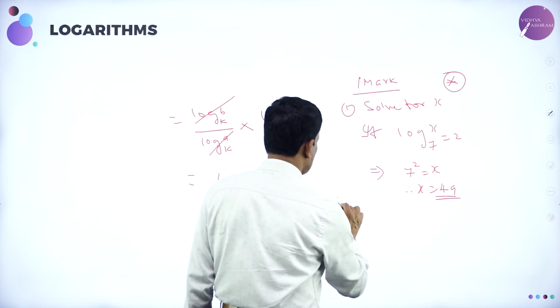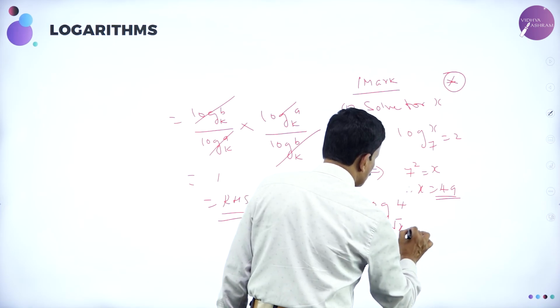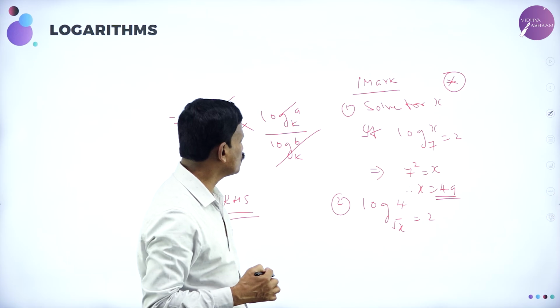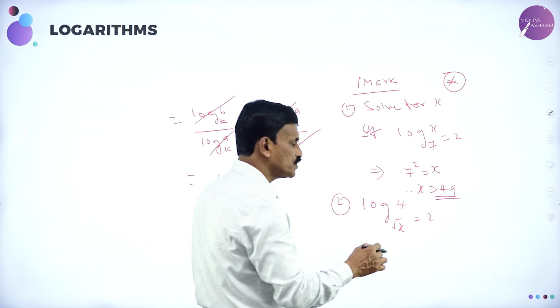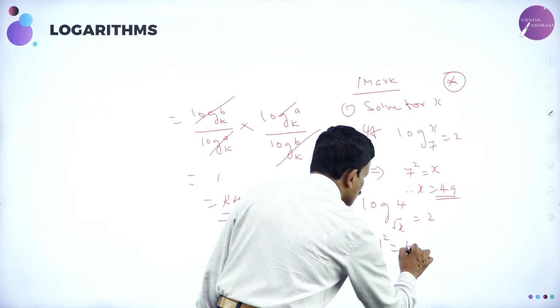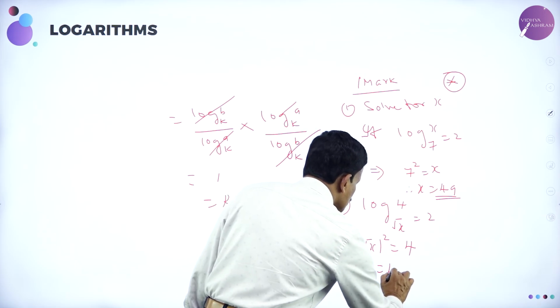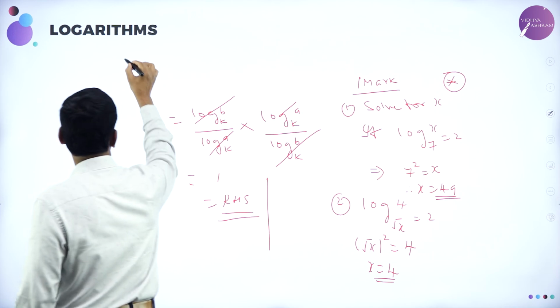Solve for x if logarithm of 4 to base root x is equal to 2. Here also, if you remove the logarithm, according to the definition, the base will remain the same. Root x whole square is equal to 4. So, what happens here? Square root gets cancelled. x is equal to 4, which is the required answer. That's it. Let us take one more problem.